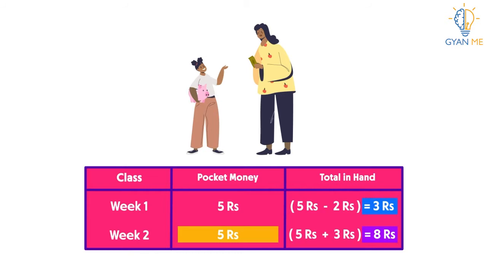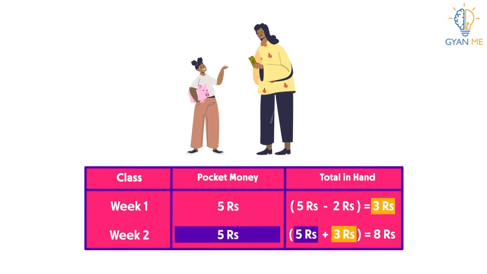How did you get this? Simply, we added the previous balance of 3 rupees to the current pocket money of 5 rupees, and we get 8 rupees as a grand total. Let us understand this with one more problem.